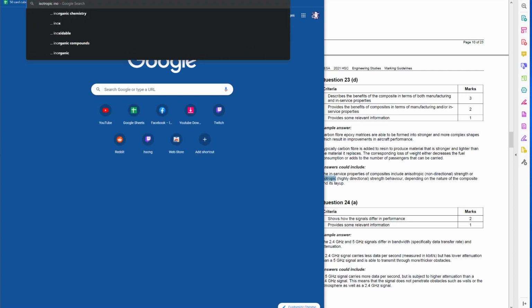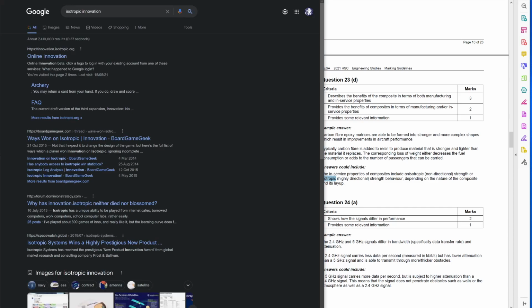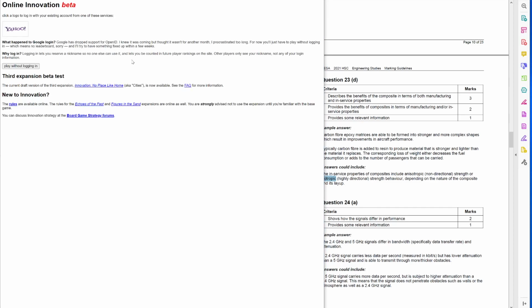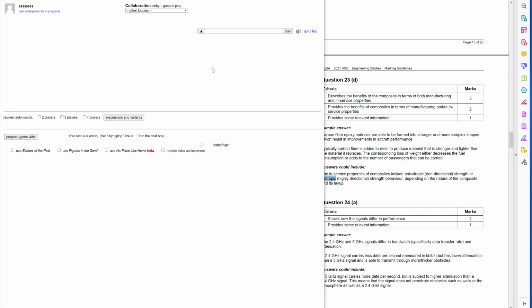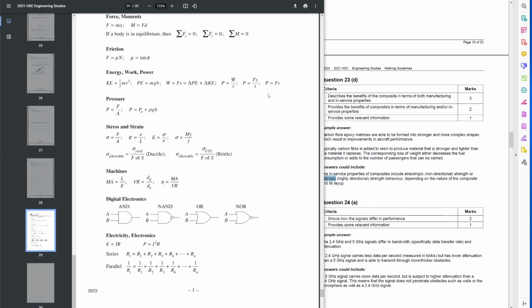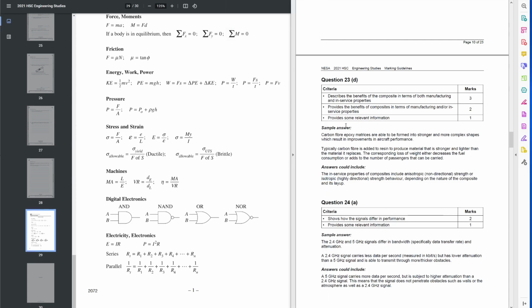Isotropic Innovation. Can you still play? Yeah, Innovation, isotropic.org. Innovation is a pretty great game that only uses 100 cards. Is there anyone playing? No, because we're in US time. Everyone's asleep. But it's a pretty great game. Anyway, you can play it on isotropic.